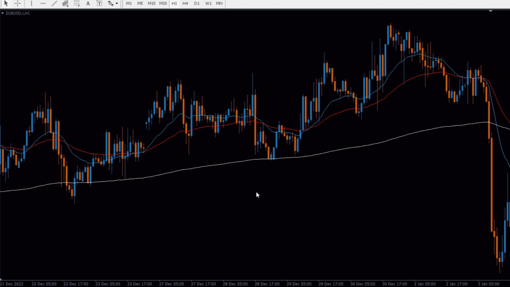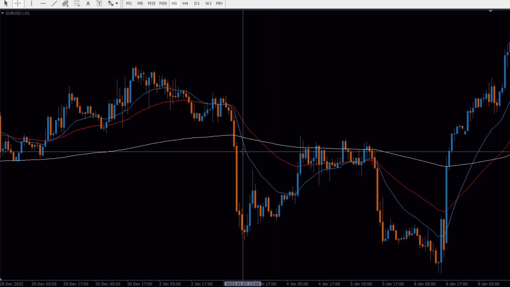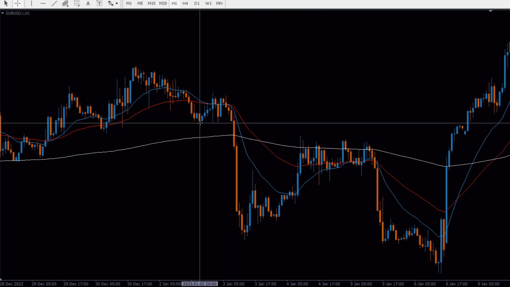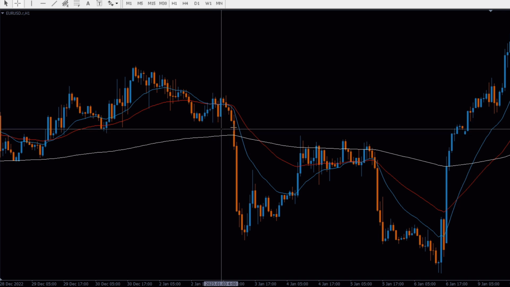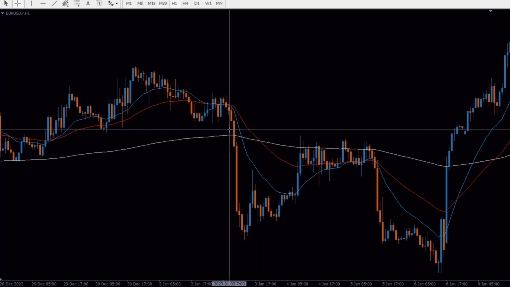You basically place a trade when 2 or 3 moving averages cross each other. So yeah, that is the strategy. And does it work? Well, it could work. It depends on when you enter the trade and on what times, basically.